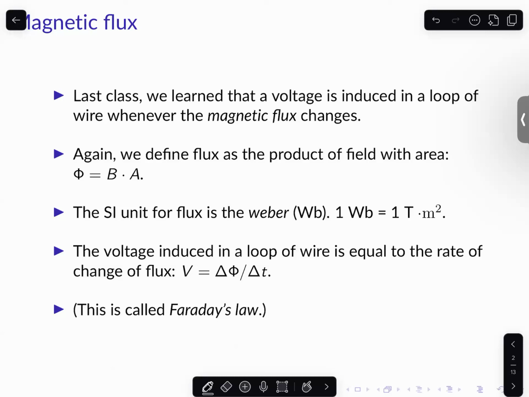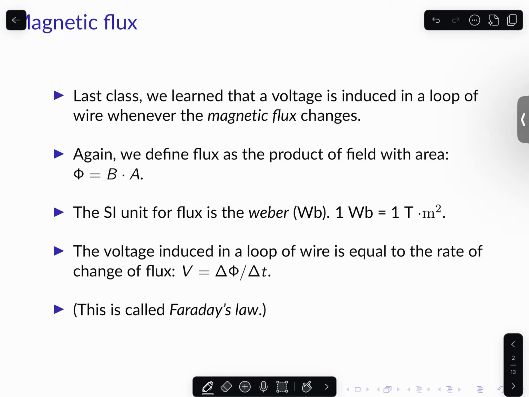To find the voltage induced, we could find the rate at which flux changes, the slope of the flux versus time. Webers per second tells you the voltage induced. What happens if I don't have one wire but two? Will the first wire feel this voltage? Yes. Will the second wire feel this voltage?